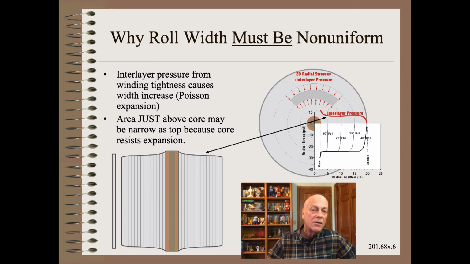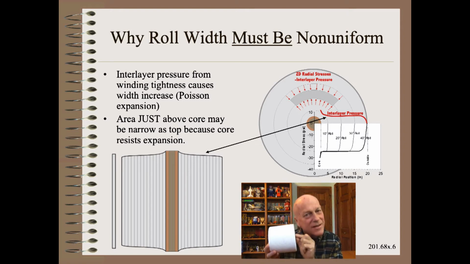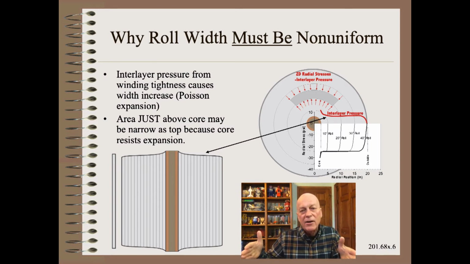There are 100 articles, papers, books, and PhD theses in the literature on this topic, as well as in my advanced winding class, so we need not detail that here. The important takeaway is this. If the pressure is greatest at or just above the core, then the width must also be wider due to Poisson expansion. The roll edge will roughly resemble the pressure curve, with the possible exception just above the core, because the core itself resists the expansion of the layers just above it.